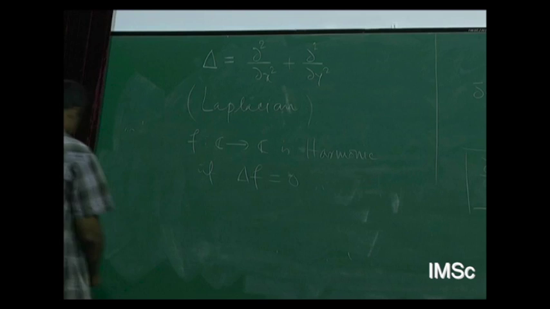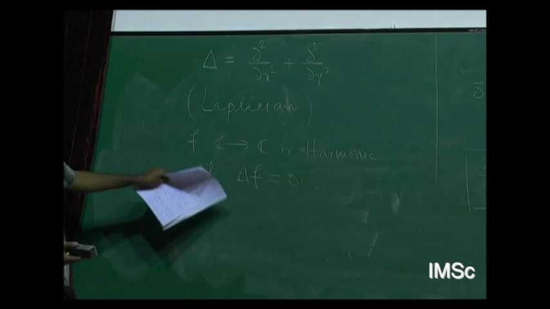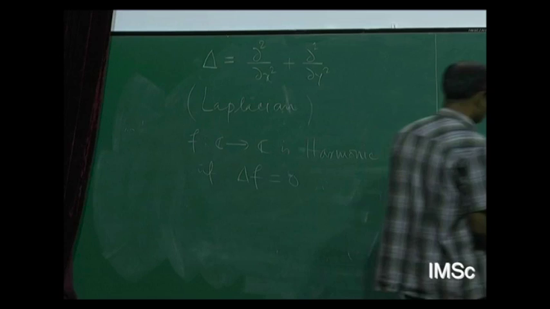So if the Laplacian of the function vanishes, then we call it a harmonic function. Immediately we see something: this Laplacian is a linear operator.